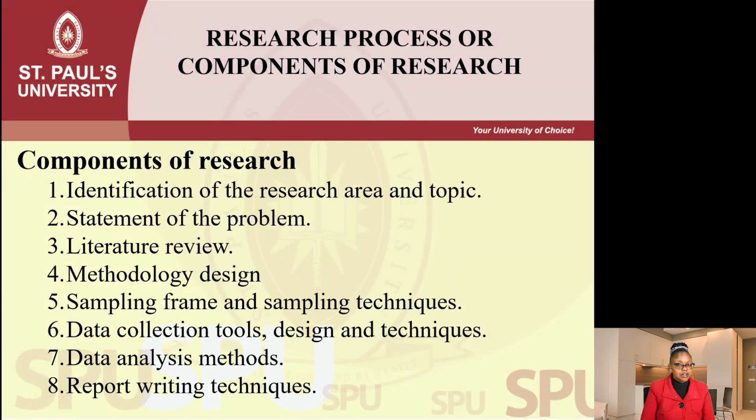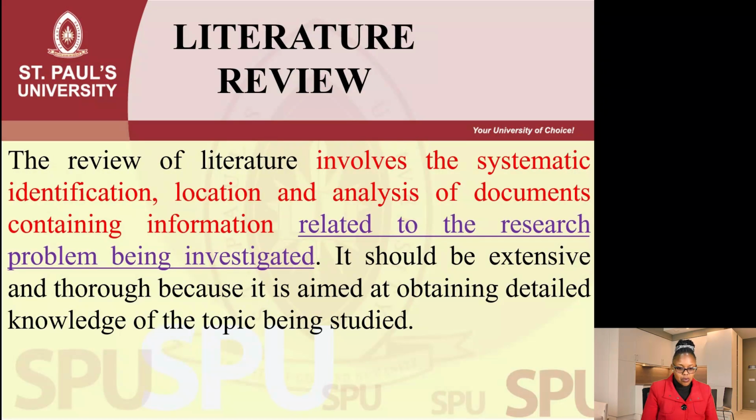Today we are looking at literature review, and if you look at the research process, you realize literature review is actually the third component of research. We start with the identification of a research area and topic. Then the second one is the statement of the problem. Then the third one is literature review, and that is what we are looking at today. It is a straightforward topic, and so I know we will be able to understand.